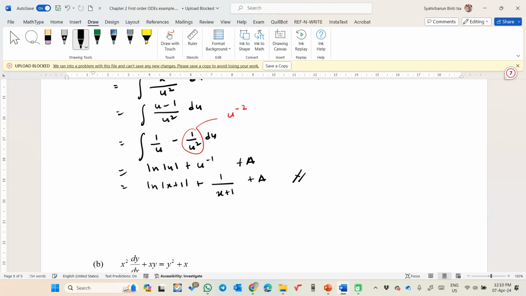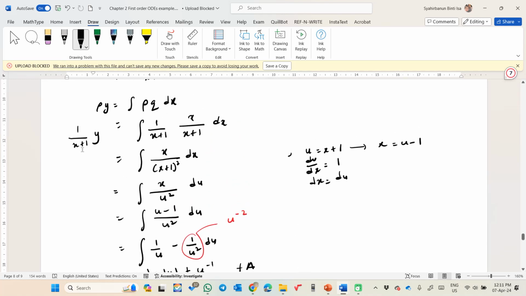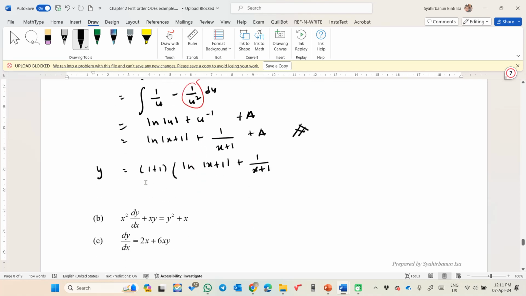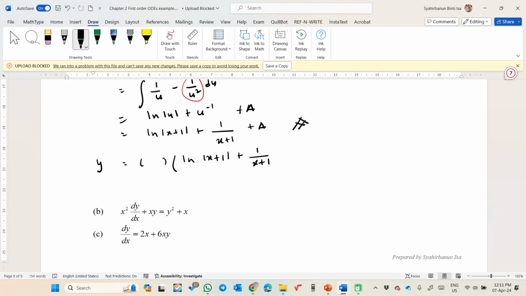Okay, you can leave it as this function, but you also can bring the x plus 1 to the right hand side. So from y, we can continue as this. We have y equal, bring 1 plus x to the right hand side, so we have x plus 1 times all terms: ln of x plus 1, plus 1, plus a times x plus 1.